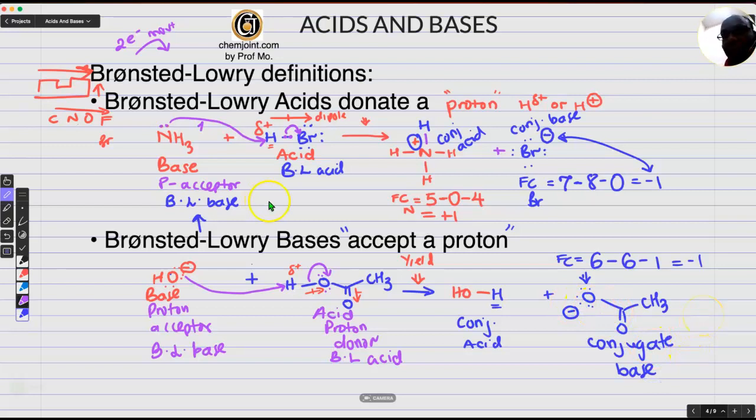So again, in summary, Bronsted acids are proton donors, which is what HBr did, which is what acetic acid, ethanoic acid did. Bronsted-Lowry bases are simply those that accept the proton, which is what the hydroxide did, and which is what the ammonia did to give you products. I hope that helped.